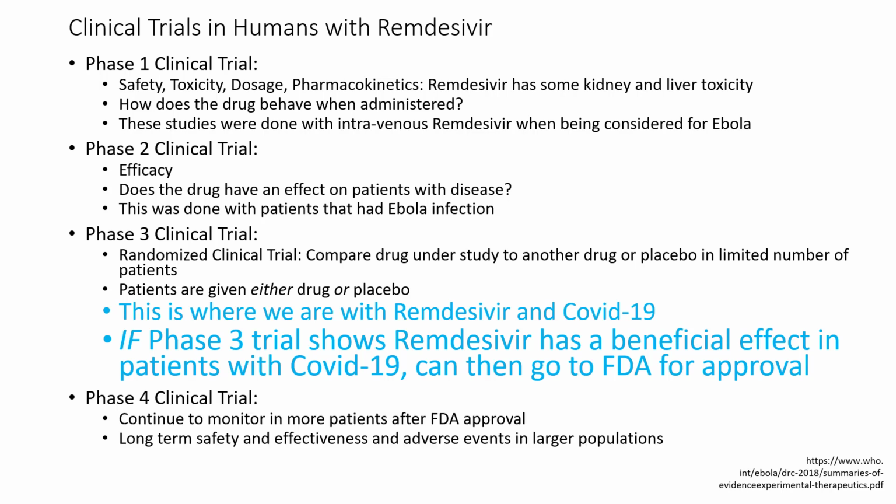If a drug is successful in phase 3 clinical trials, it can then go on to phase 4 clinical trial. In a phase 4, we continue to monitor this drug in more patients after the FDA approval. This is very important to determine long-term safety and effectiveness and to learn about adverse events that may happen in larger populations than those that were studied in the phase 3 trial.